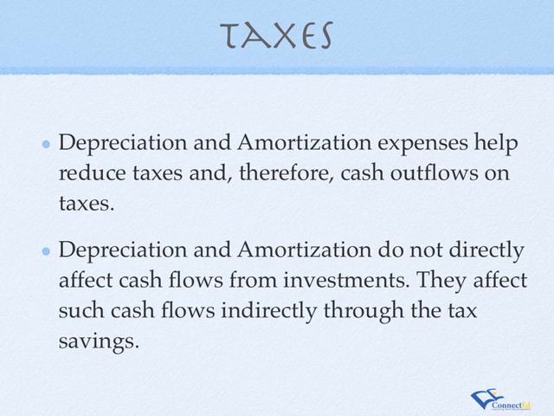But depreciation and amortization help to reduce taxes, and therefore, indirectly, they have an effect on cash flows. So, when a company saves taxes, it reduces cash outflow. So, depreciation and amortization do not directly affect cash flows, but they indirectly affect cash flows through the tax savings, and therefore it's important to consider depreciation and amortization in computing the cash flows. So we need to know how much taxes we save by charging depreciation and amortization.